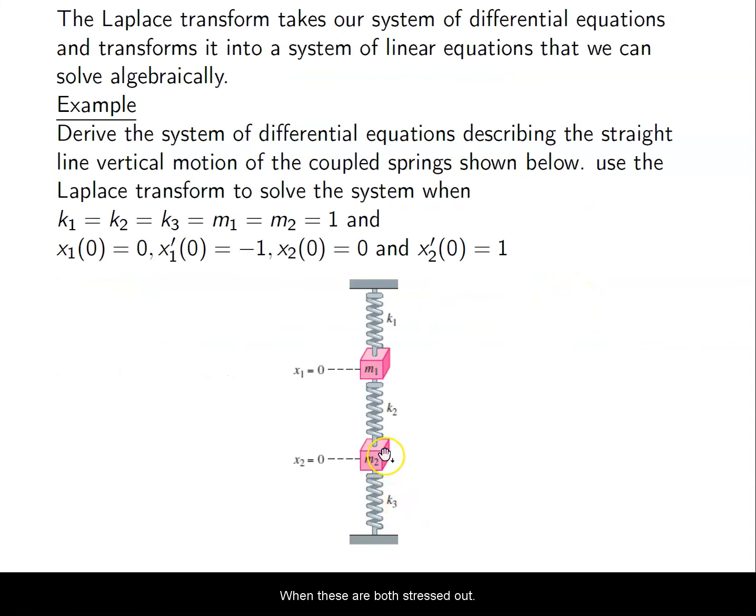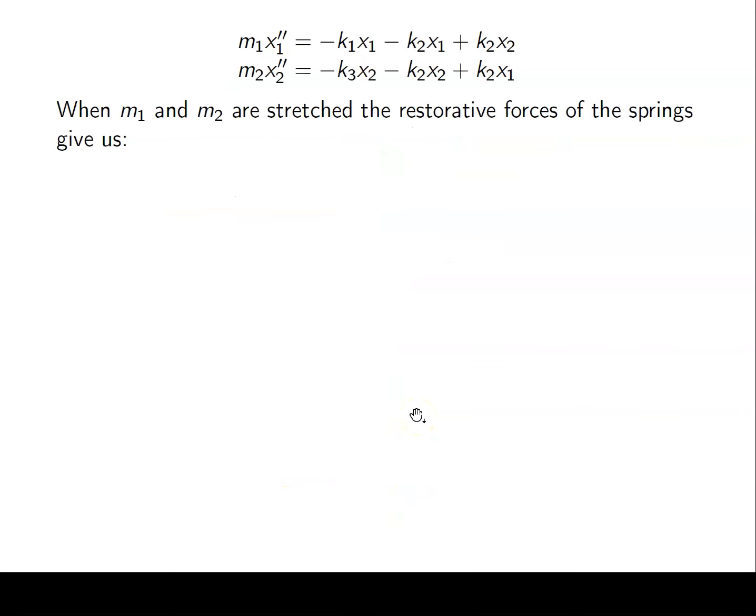Let's go back here. Okay, when these are both stretched out, what's acting on X2 is the restorative force of K3. When you compress a spring, it wants to push it away. So K3 is going to be pushing M2 back towards the negative direction. So when this is pulled, you also have the spring of K2, which will be pulling this down and also trying to pull X2 back. So you're going to have X1 coming in the positive direction and X2 pulling in the negative direction as well. Okay.